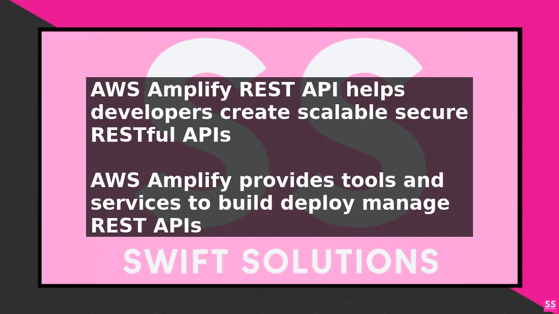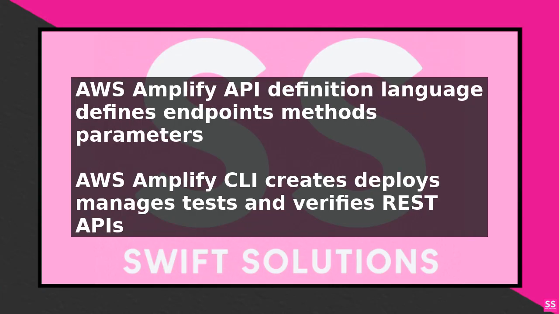With AWS Amplify, you can define your API using a simple and intuitive API definition language, and then deploy it to a scalable and secure infrastructure. To create a REST API with AWS Amplify, you need to define your API using the AWS Amplify API definition language. This language allows you to define the endpoints, methods, and parameters of your API. Once you have defined your API, you can deploy it to AWS using the AWS Amplify CLI.